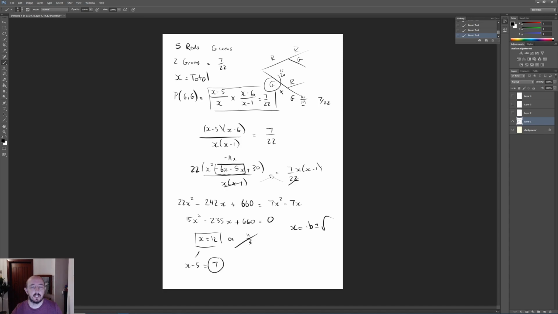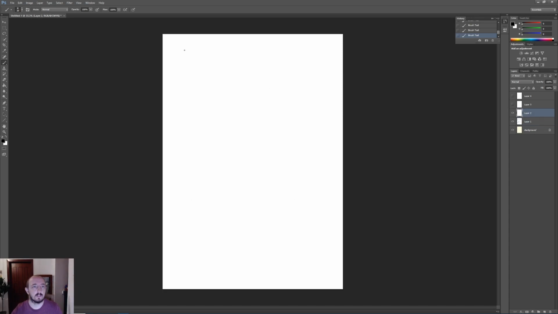Okay, so if you want to practice these for yourself, then what you can do is just choose random values, like reds equals, let's say, 10, green equals, let's say, 15, but you're going to make that the unknown one. You can put whatever values you like in here.